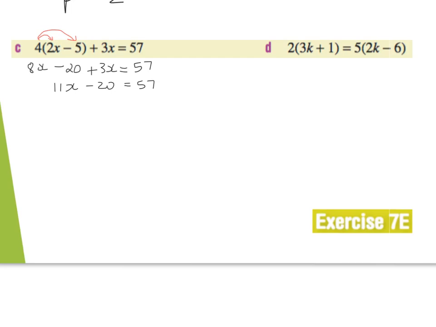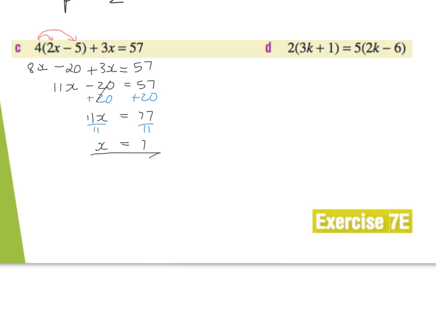I now want to get rid of the 20. So I'm going to add 20 this side. What I do on the one side, I also have to do on the other side. 11x minus 20 plus 20, they cancel. I'm left with 11x, which equals 77. Get rid of 11 by dividing 11 both sides. And that will give us a final answer of x equals 77 divided by 11 is 7.